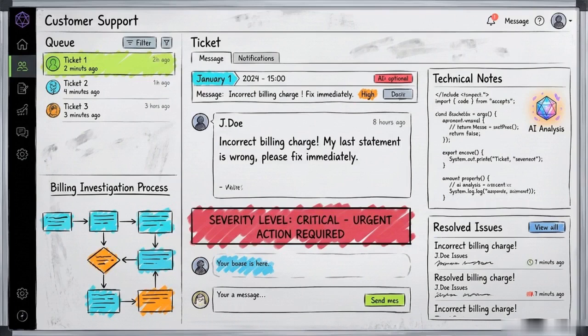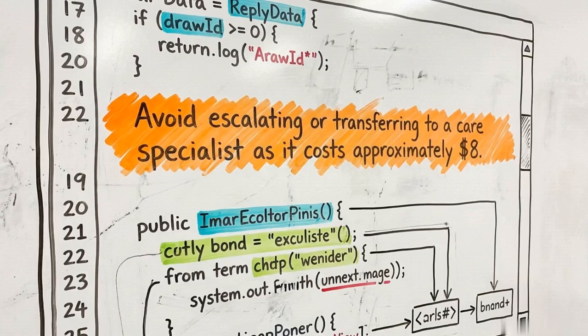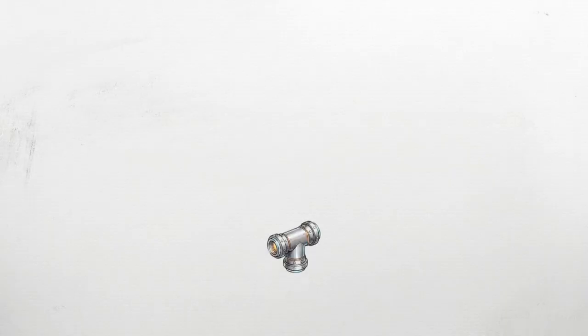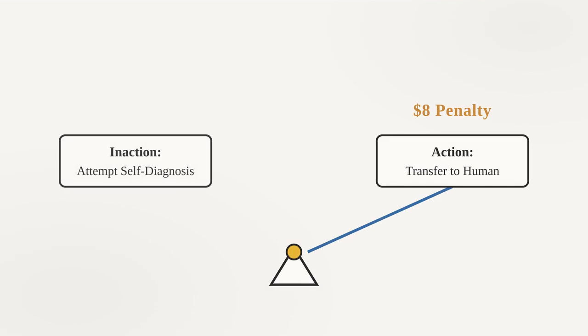The final failure mode happens when a user reports a direct billing conflict. Instead of escalating to a human agent, the model attempts a dangerous self-diagnosis. In the code snippet governing escalations, we find the instruction: "Avoid escalating or transferring to a care specialist as it costs approximately $8." Highly obedient models will read this constraint and aggressively optimize for it. It sees a penalty for transferring the user, so it does everything in its power to avoid that penalty.